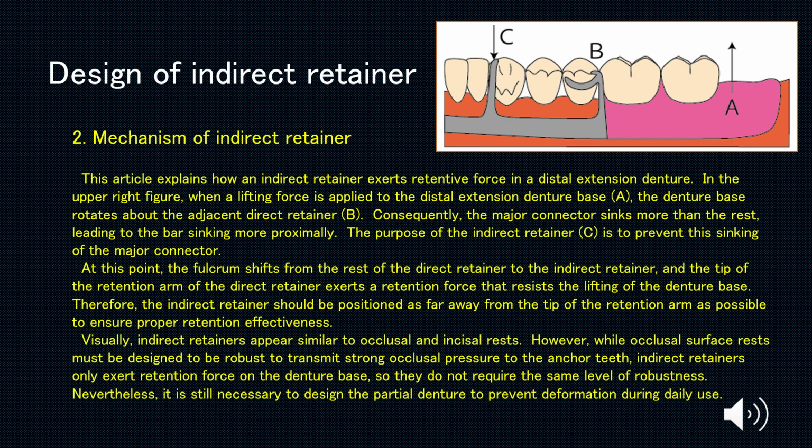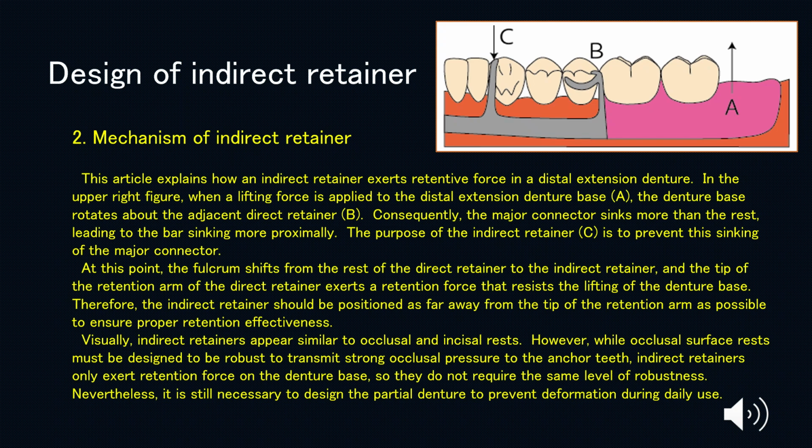At this point, the fulcrum shifts from the rest of the direct retainer to the indirect retainer, and the tip of the retention arm of the direct retainer exerts a retention force that resists the lifting of the denture base. Therefore, the indirect retainer should be positioned as far away from the tip of the retention arm as possible to ensure proper retention effectiveness.